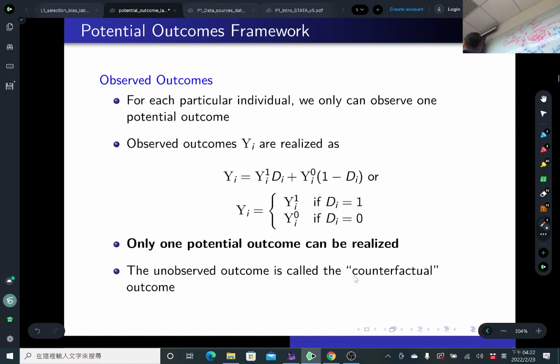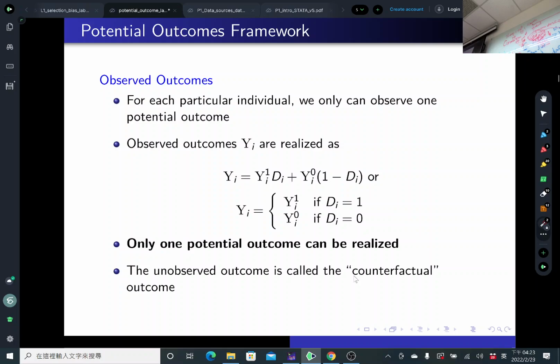And then we can define another concept called the observed outcome. For each particular individual, we can only observe one potential outcome, because for the same individual at the same time, they choose one treatment. So only one potential outcome will be realized in the world. Others are counterfactual, unobserved.